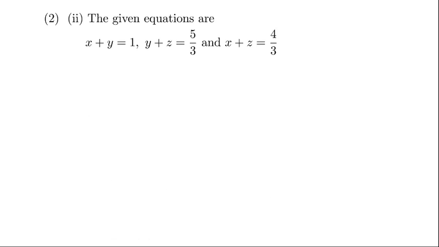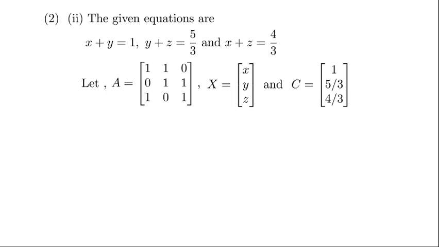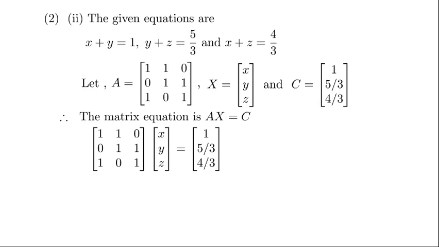And the second problem is x plus y equals 1, y plus z equals 5 by 3 and x plus z equals 4 by 3. Again the same process, convert them in the form of matrices. A, coefficient of variables, X, variable matrix, and C, constant matrix. So the matrix equation is once again AX equals C, and therefore we have 1 1 0, 0 1 1, 1 0 1, times x y z equals 1, 5 by 3, 4 by 3.